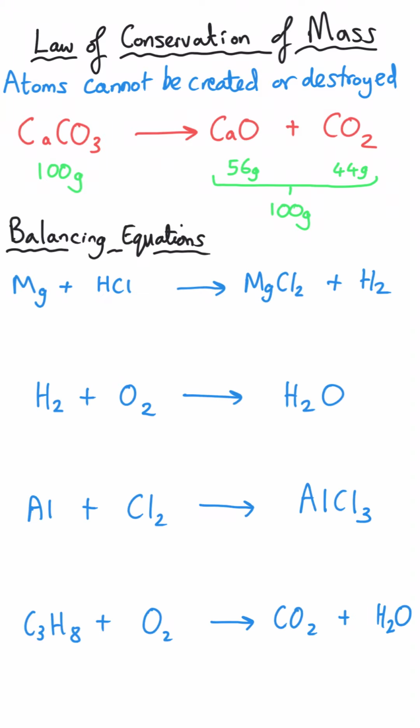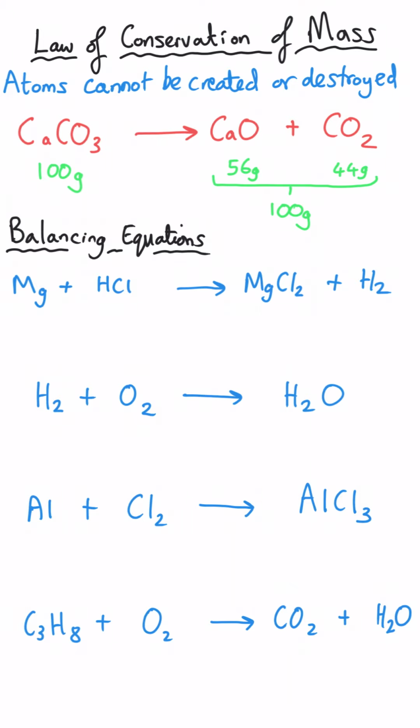A second consequence of the law of conservation of mass is to do with balancing equations, because what this means in practice is the number of atoms of each type that we have in the reactants on the left-hand side has got to be equal to the number of atoms in the products on the right-hand side. So for instance, in this first example, we've got one atom of magnesium on both sides of the equation, and we've got one atom of hydrogen and chlorine on the left-hand side, and 2 and 2 on the right-hand side.